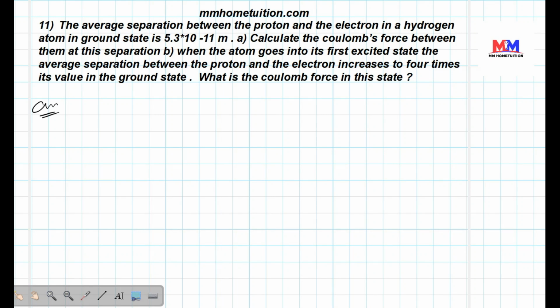The question is given that the average separation between proton and electron in a hydrogen atom in the ground state. So this is the proton, this is the electron. The average separation between proton and electron in the ground state of the hydrogen atom is 5.3 into 10 to the power minus 11 meter.